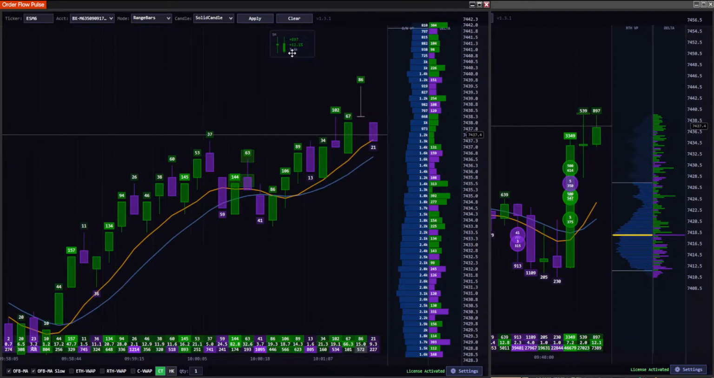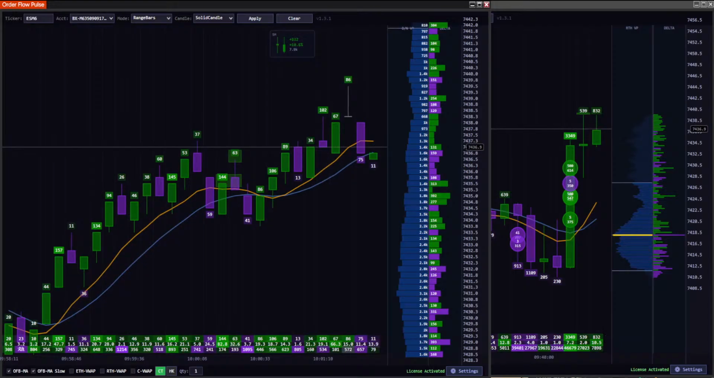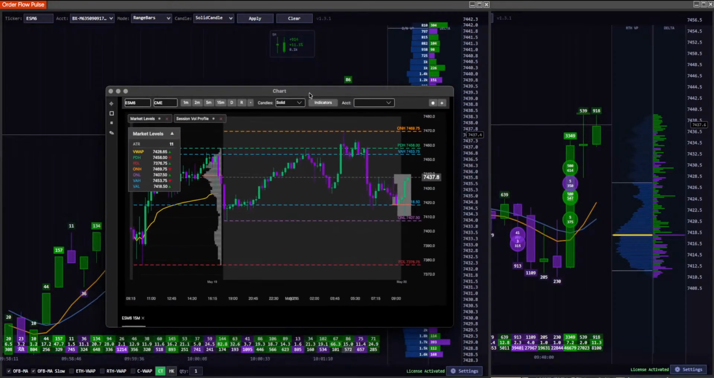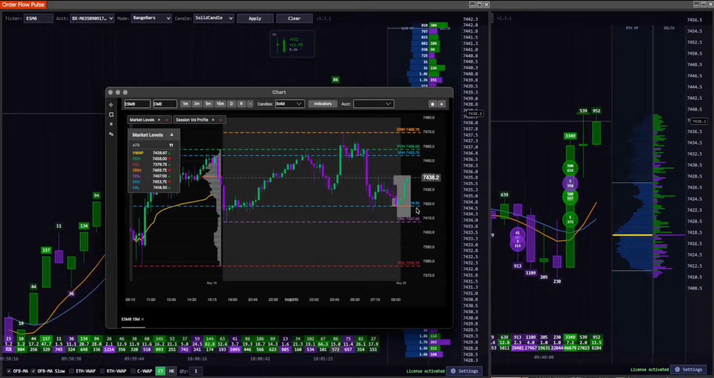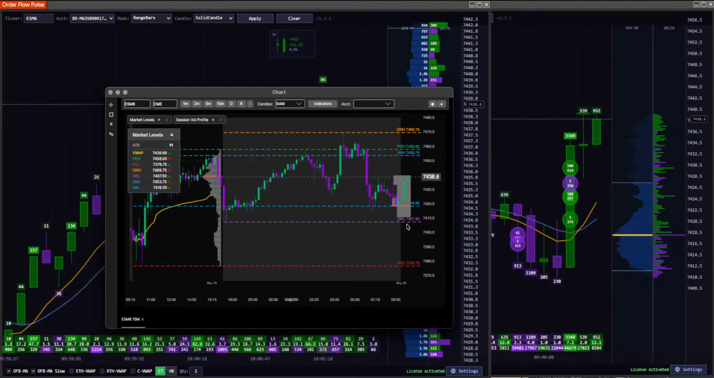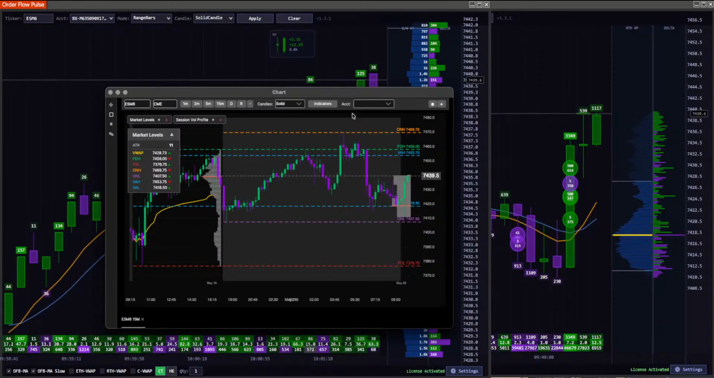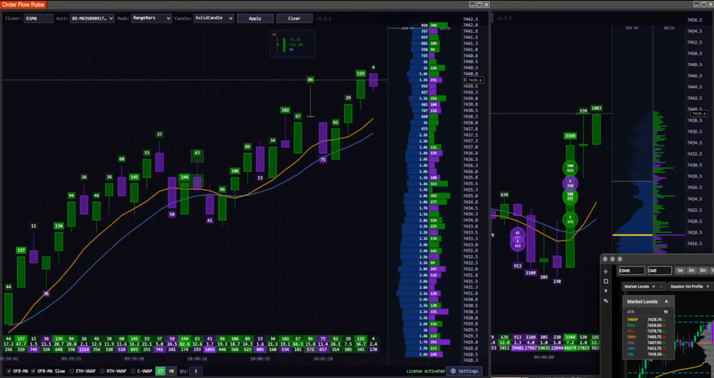All right, we got about 12,000 positive delta in the current 5 minute. We're right in between. If you look at all this, we're right in between the value area low and value area high. These little gray boxes, I gotta get rid of them.